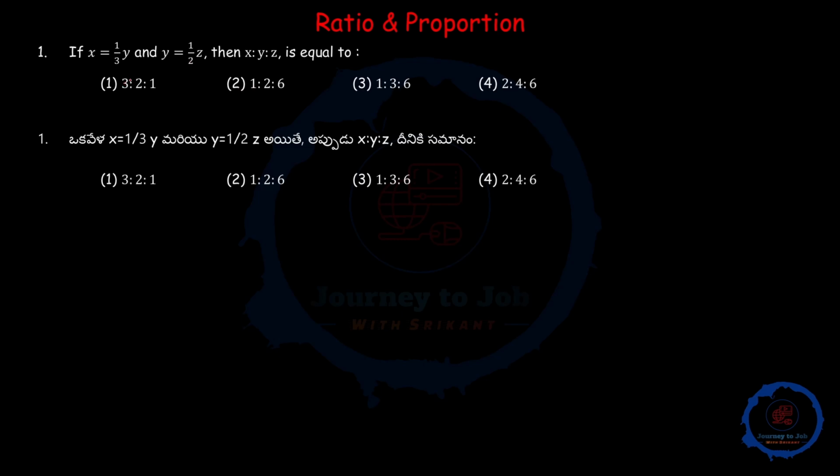See, first question is x is equal to 1 by 3 y and y is equal to 1 by 2 z, then x is to y is to z. This is simple. I already explained many times in percentage. So x is equal to 1 by 3 y, so simply x by y is equal to 1 by 3. And y is equal to 1 by 2 z, so y by z is equal to 1 by 2. So now x is to y becomes 1 is to 3, y is to z becomes 1 is to 2.